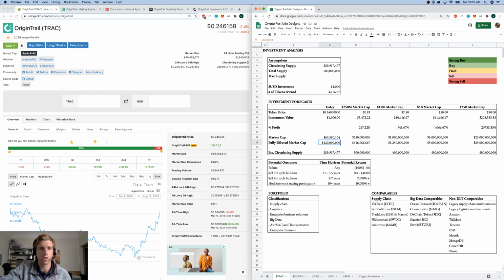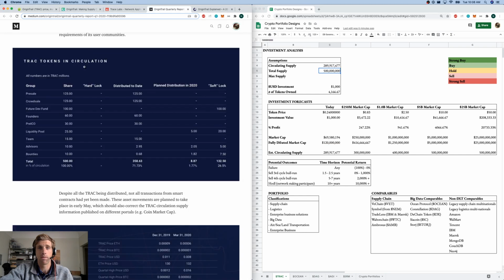Here are their TRAC tokens in circulation. They do a quarterly report, which is a quality read on Medium, actually. Now you see their hard lock. Their hard lock here is all done. So they've issued all of their hard lock tokens, which is great. They do have a soft lock here, and they are going to be issuing about 26.5, pretty much most of this remainder here, within the coming years for future development fund, liquidity pool, advisors, and bounties. So nothing out of the ordinary, which is good to see.